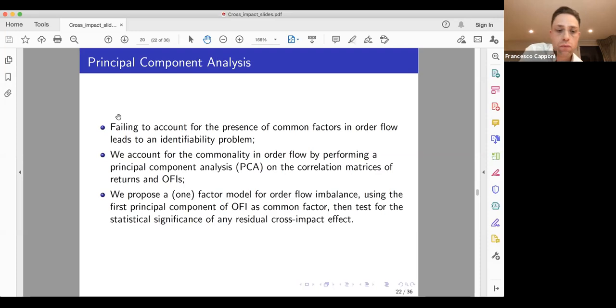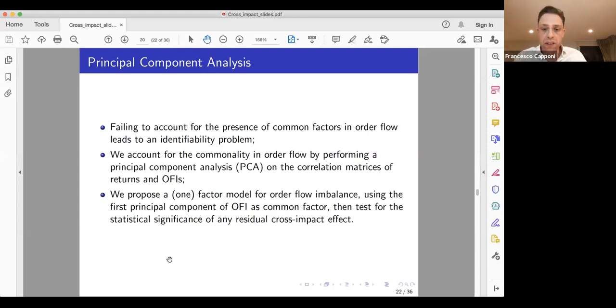We propose a factor model for the order flow imbalance, and we use this first principal component of OFI to then test what is the remaining significance of any cross-impact coefficient.